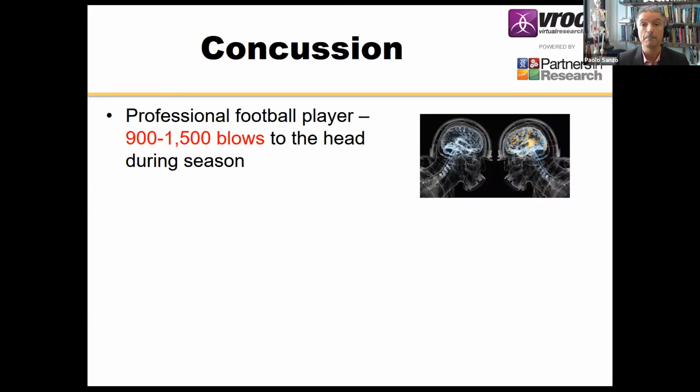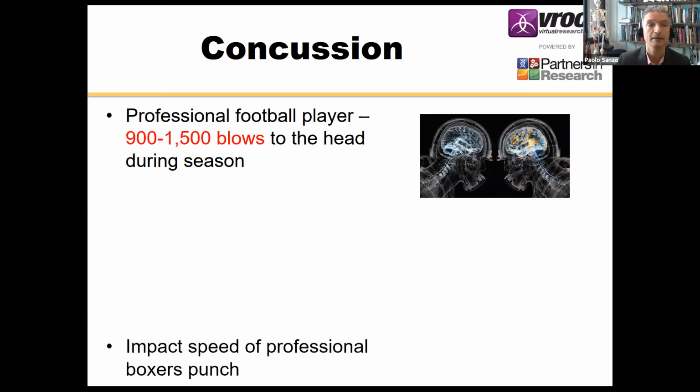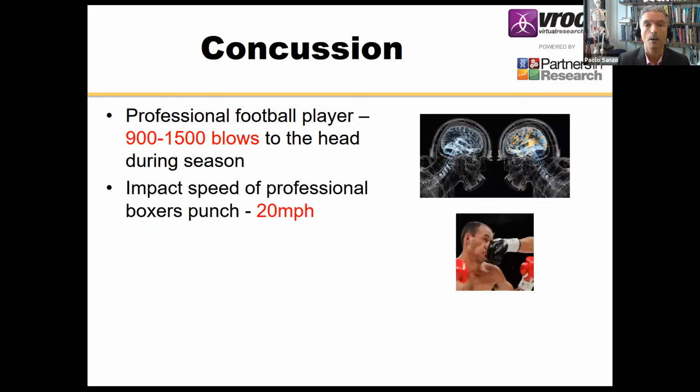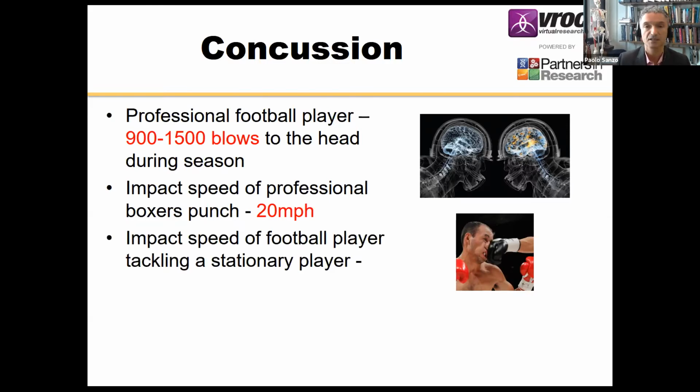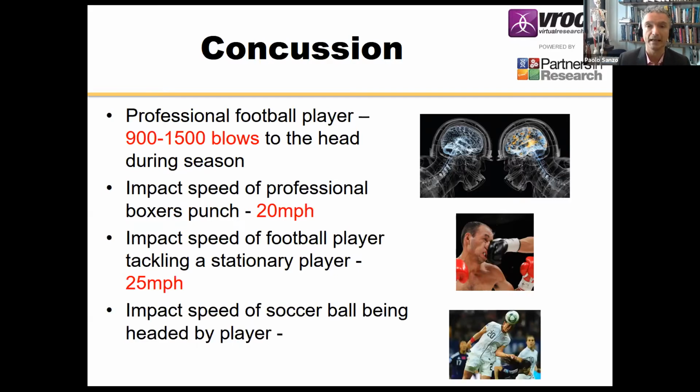Now, if we look at some of the biomechanics of these, that is, if we look at why some of these things occur. If you look at football, for example, there's about 900 to about 1,500 blows that occur to the head during a season. Now, if we think about boxing, which you would think definitely must have a concussion risk, the speed with which a punch is thrown on average is about 20 miles per hour. Basically a slow-moving car. But if you think about a football tackle, the average tackle is about 25 miles an hour. Now, this is the surprising one. What do you think it would be when you had a soccer ball? Surprisingly, it's 70 miles an hour.